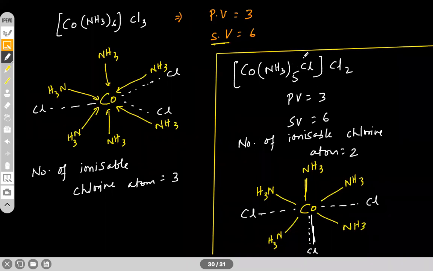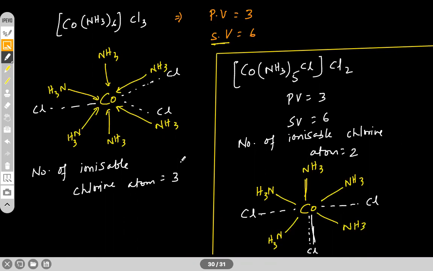So the molar conductivity will be maximum for this one, then this one, and then we can go for the other 2. Did you get my point? So you count the number of ions, and according to that you can compare the molar conductivity.